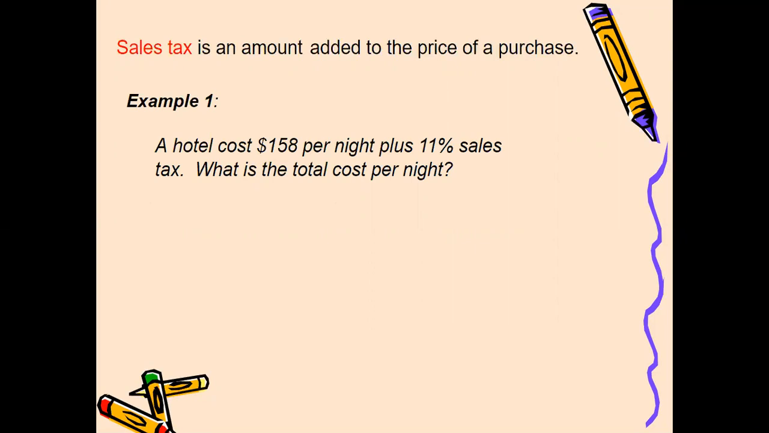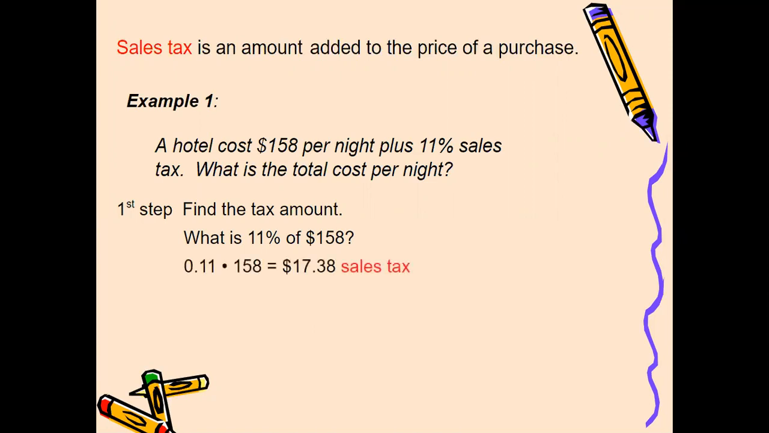Okay, so the first thing that I need to do is figure out the tax amount. They gave me the percent, but I need to figure out what the dollar amount is. So what is 11% of $158? What amount of money am I talking about? Well, in order to figure that out, I need to convert 11% into a decimal. And this is why I was telling you to make sure that you watch that video on how to convert a percent to a decimal.